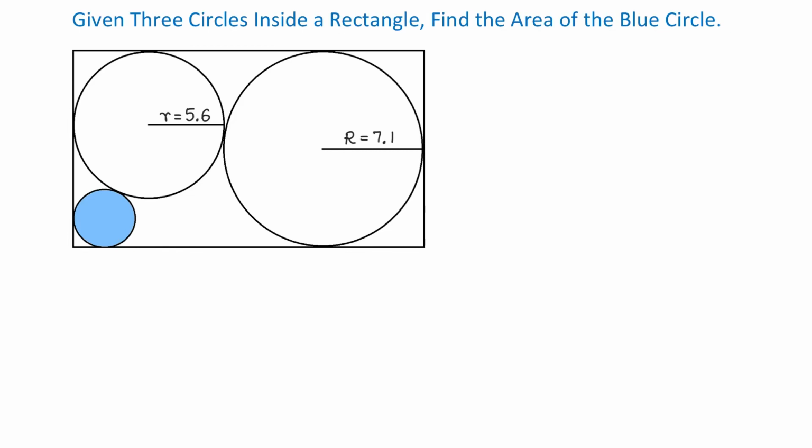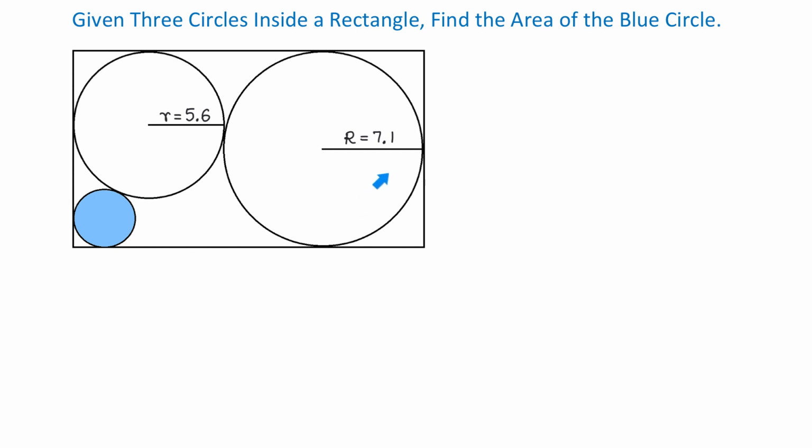In this figure, we have three circles inside of a rectangle, and the radius of one circle is 7.1, the radius of the second circle is 5.6, and we need to find the area of the blue circle. To find this area, first we need to find the radius. So let's start by finding a few dimensions of the rectangle.